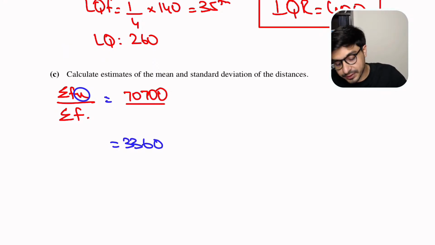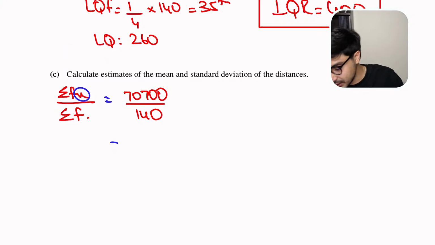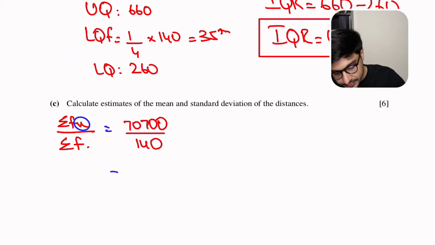The total of frequency is 140. So 70,700 divided by 140 is going to be 505, and that is going to be the final answer. So 505 is going to be the answer for this part, right?